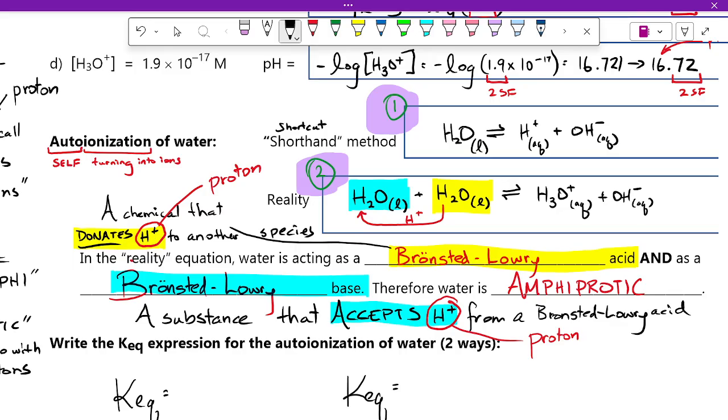So what is KEQ for the first one? H plus times OH minus. And for our second one, KEQ is H3O plus times OH minus. And we could put divide by 1, but we're not going to because that just complicates matters. Yes? Now, do you guys remember what we call the KEQ for water? We call it KW.